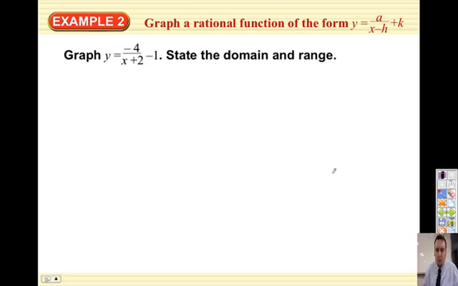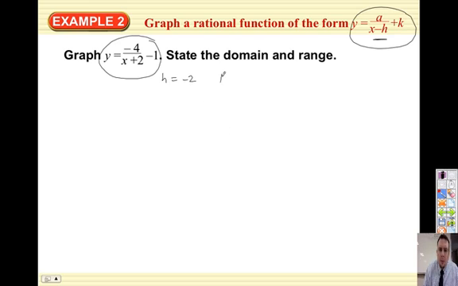Example 2. So we're looking at this thing because it's not just a over x anymore. It's a over x plus 2 and then a minus 1 on the end. So what can you tell me just by looking at this right here? H off to the side. H is equal to, remember it's x minus h, so x minus negative 2. So negative 2 is h. What about your k? It's whatever this is. So plus k, there's a minus 1. So k equals negative 1.